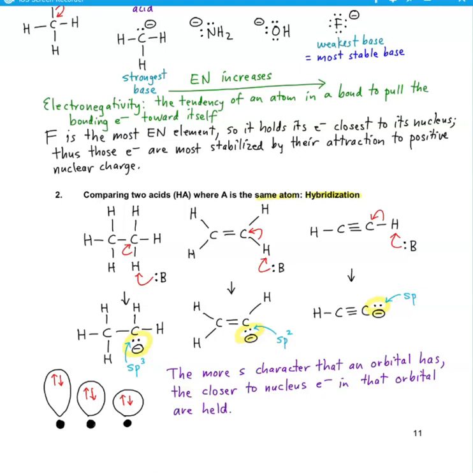So a carbon atom that's sp hybridized, because it's holding electrons closer to its nucleus, is going to have a greater, what we would call, effective electronegativity. So an sp carbon has a greater effective electronegativity than an sp2 carbon or an sp3 carbon.